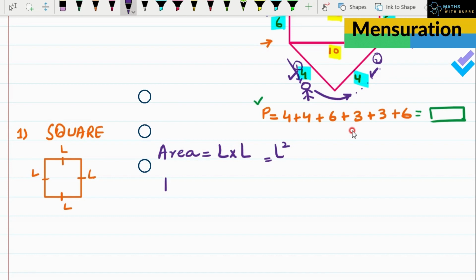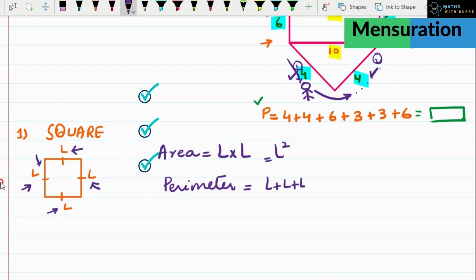And how can we find its perimeter? We can find the perimeter by adding all the sides. How many sides does it have? It has 4 sides, and the value of each side is L here. So we add 4 times L, or you can say 4L. Even if you forget this formula, you can go with this directly and calculate it easily. Okay, let's move on to the formulas of the rectangle.